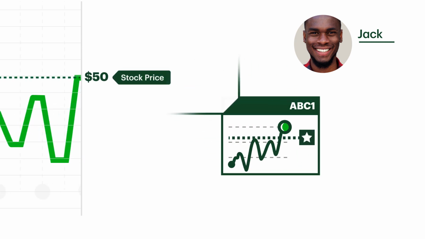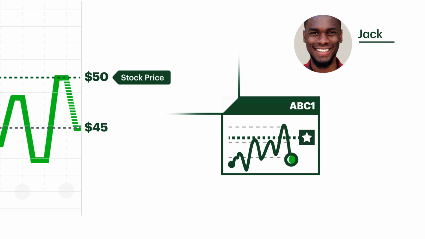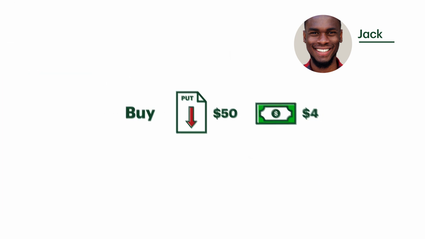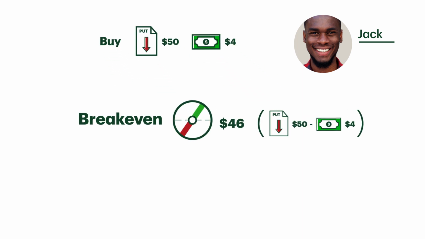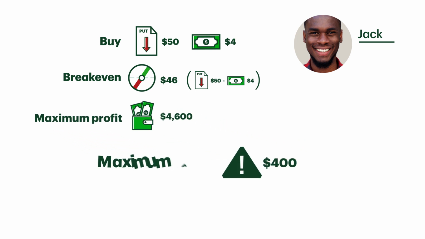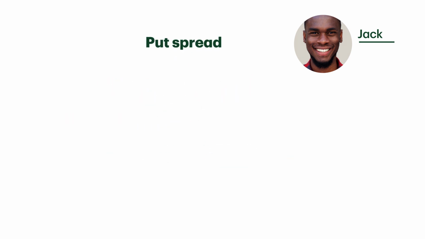Jack has a bearish outlook for ABC One Corp and thinks the stock has a good chance of falling from $50 to $45 within the next 30 days. He can buy a $50 put for $4. This makes his break-even point $46. His maximum profit potential is $4,600 if the stock goes to zero, and his maximum risk is the $400 premium he paid. However, Jack can choose to buy a put spread instead.